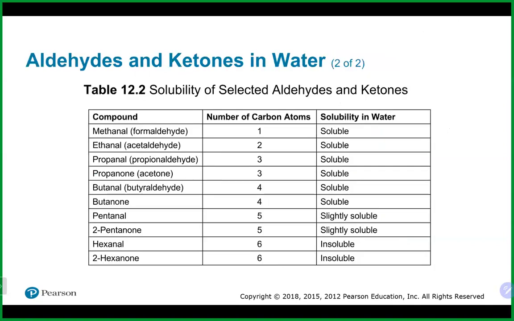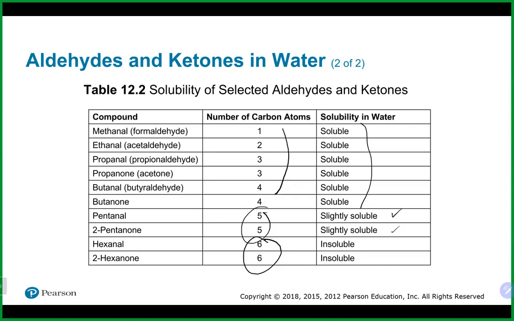So that's what we see here. Basically, up to about 4 carbons, both our aldehydes and our ketones are pretty soluble. But once you start getting to 5, you're really starting to diminish some of that solubility. And at about 6 for both of them, you're not going to get much.